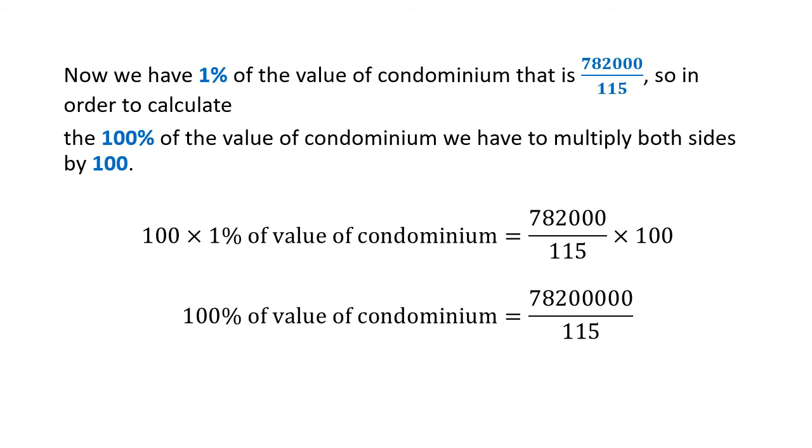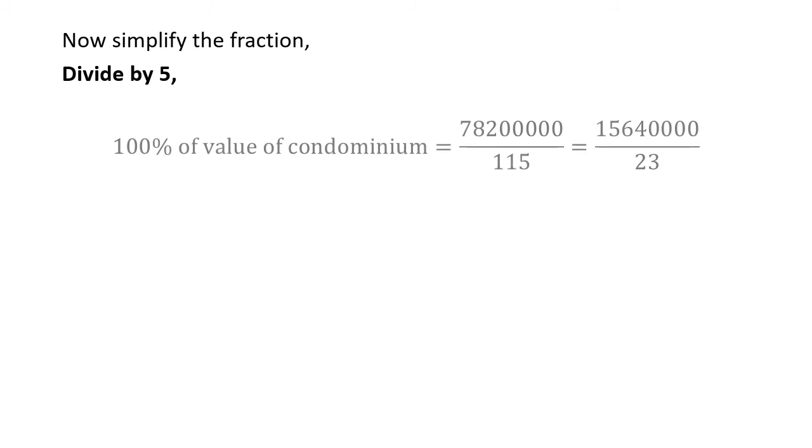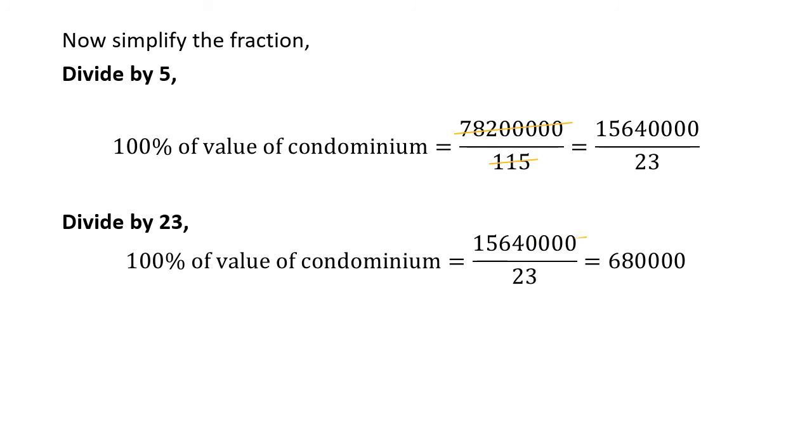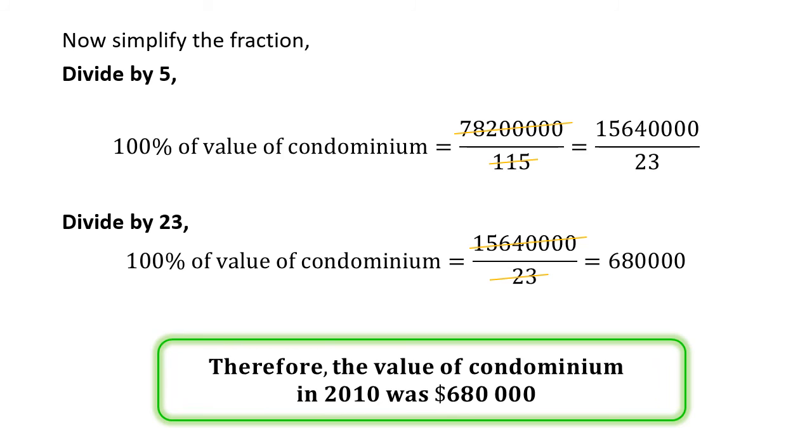So in order to calculate 100% of the value of the condominium we have to multiply both sides by 100. So after multiplication we have 100% of the value of the condominium equals 782,000 upon 115. Now simplify the fraction. After simplification we have 680,000. Therefore, the value of the condominium in 2010 was $680,000.